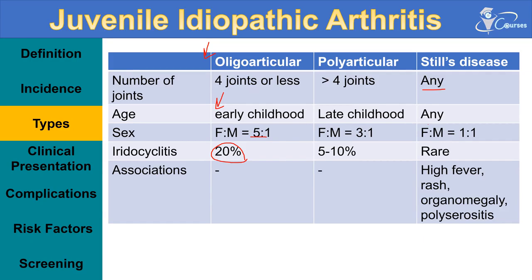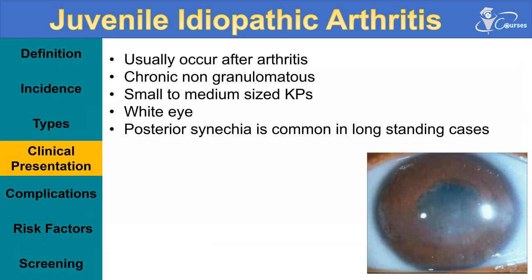Okay, everything here is important and asked in the exams. Every word, every letter here is very important. So what will be the clinical presentations? Those patients with chronic uveitis, usually the uveitis starts after the arthritis. The uveitis is chronic and non-granulomatous. So it doesn't show granulomatous keratic precipitates, but it shows only small to medium size keratic precipitates.